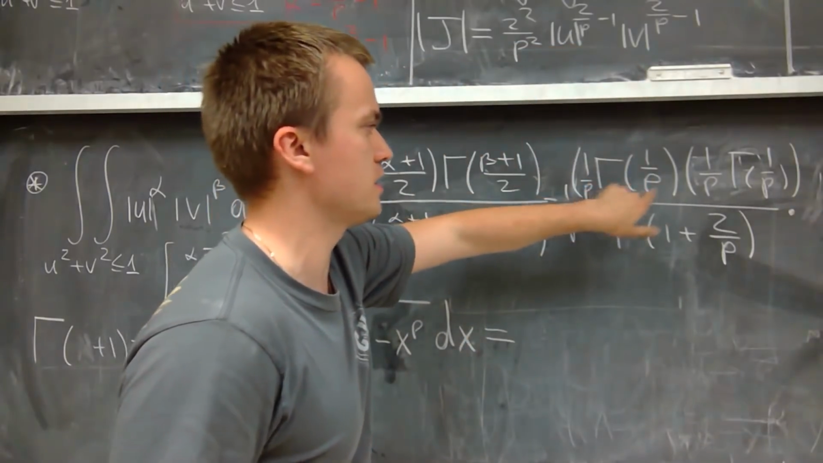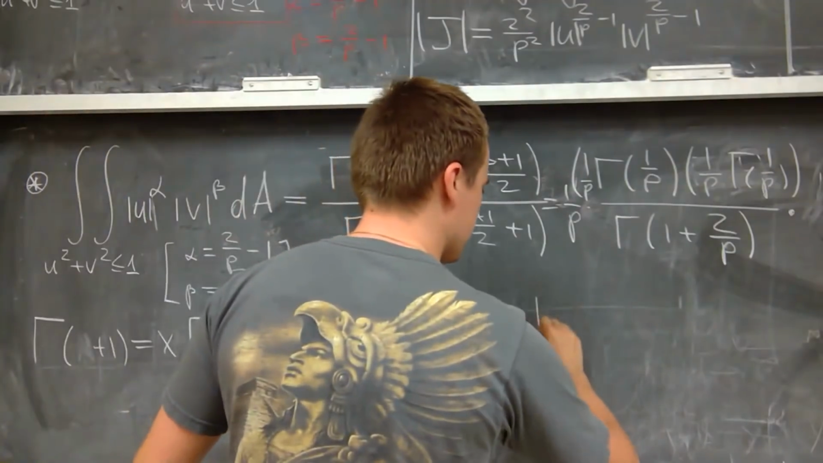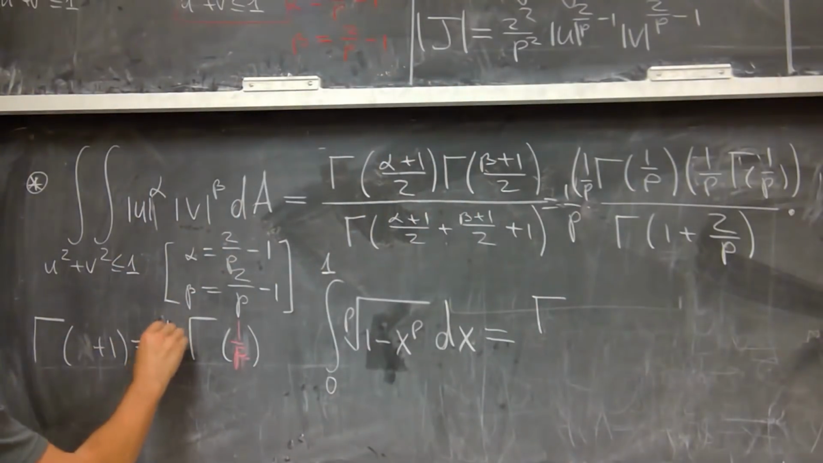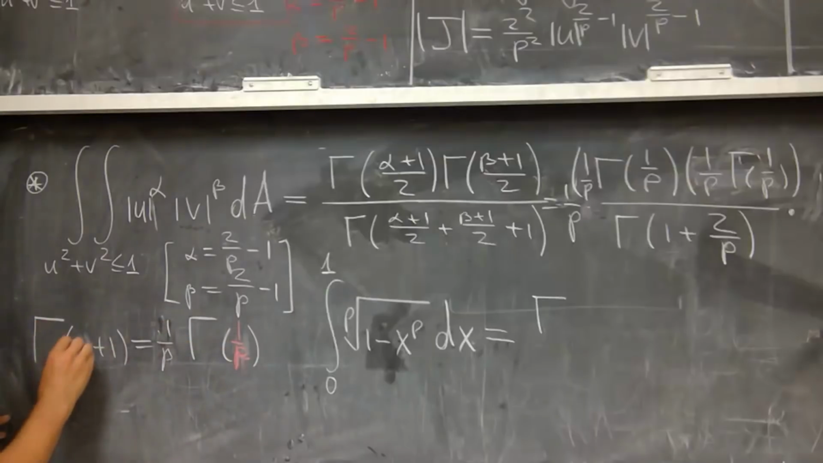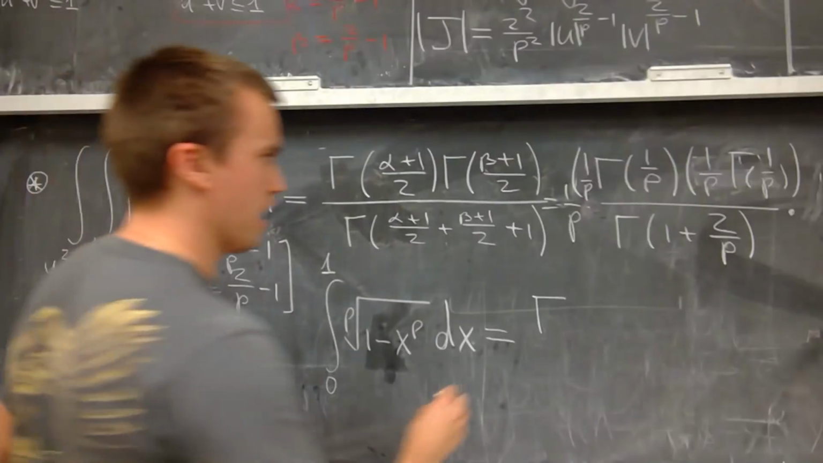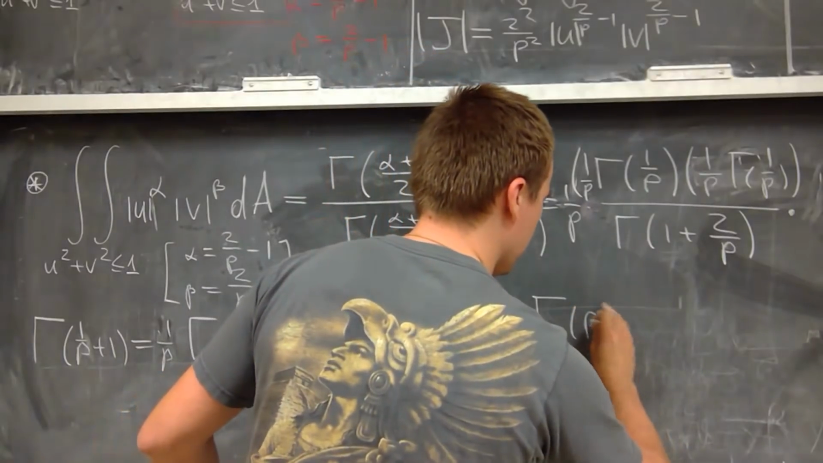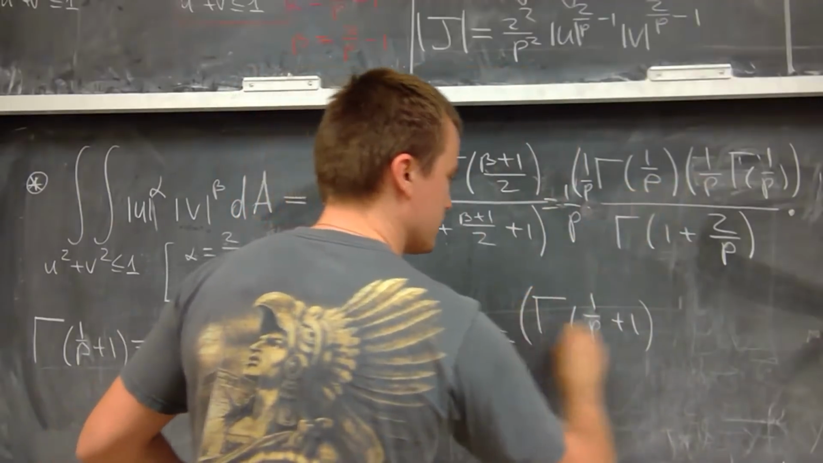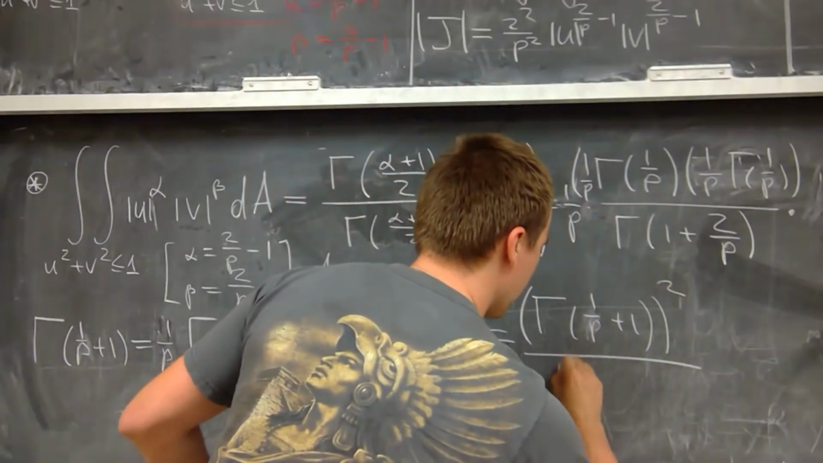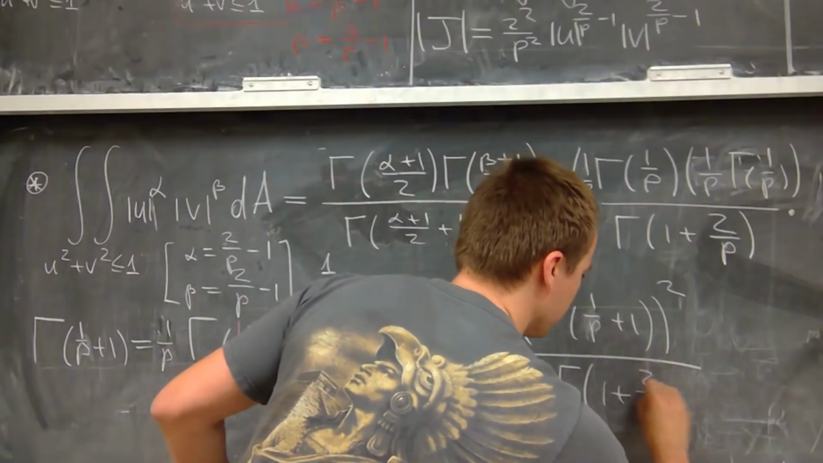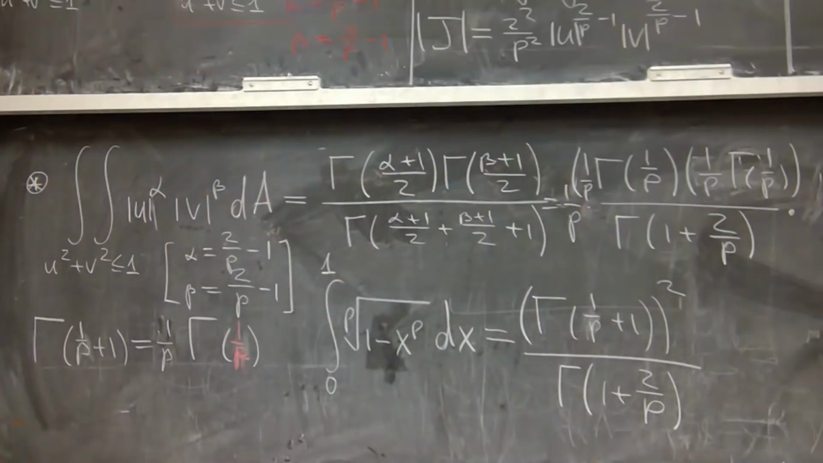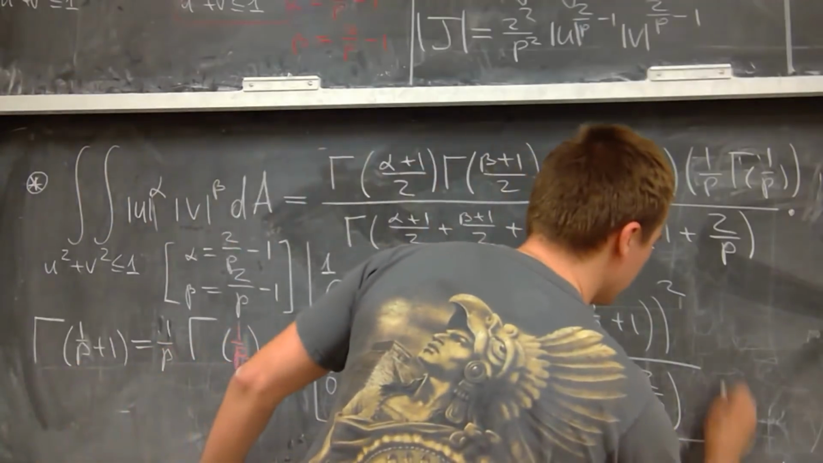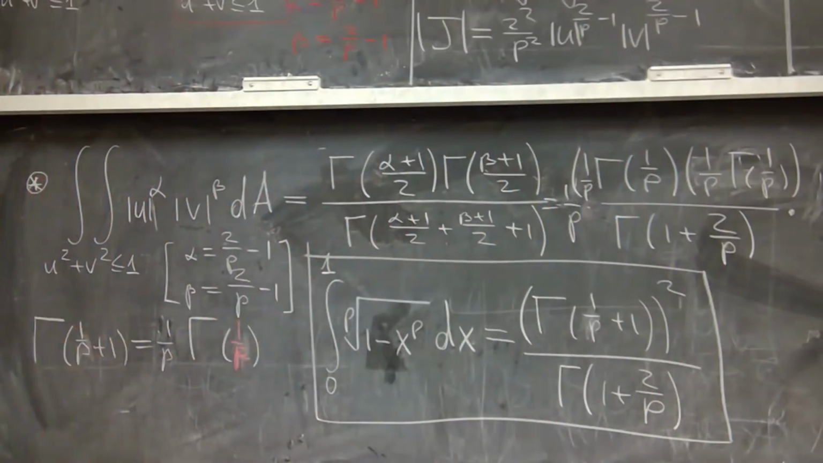And you can see that for this and for this gamma, in my final answer, I will just get gamma of 1 over p plus 1. So we'll have gamma of 1 over p plus 1, and since we have two of the same terms, it's going to be squared. And here I will have gamma of 1 plus 2 over p. And voila, this is going to be the desired answer for this integral.